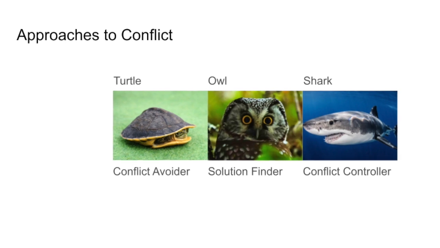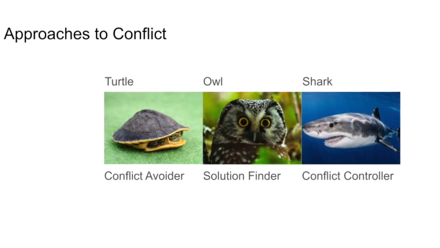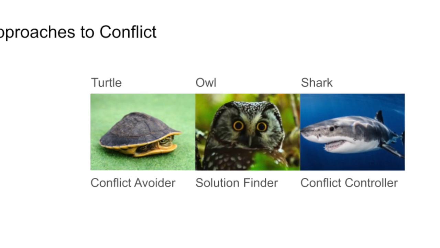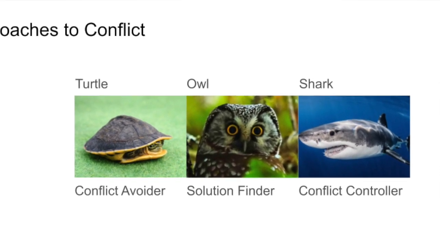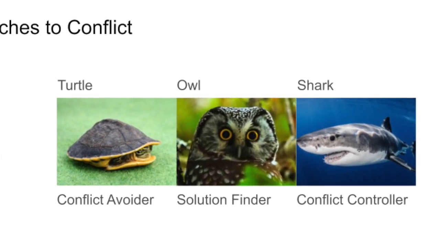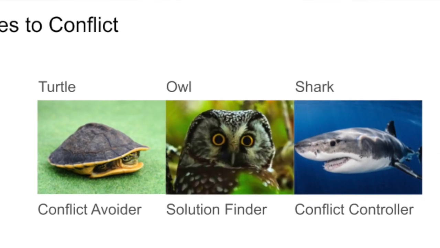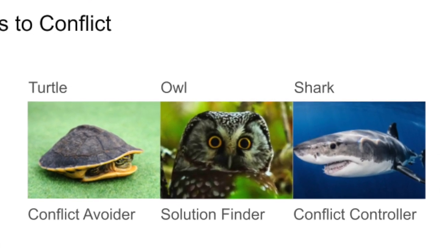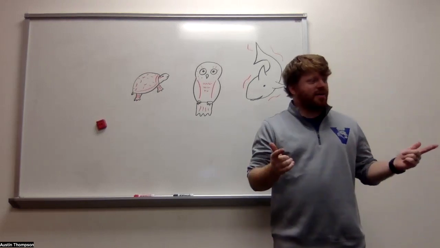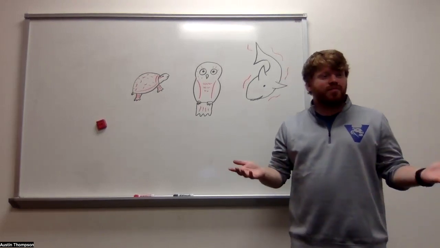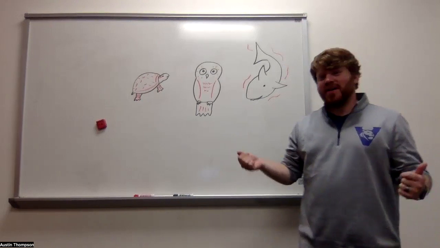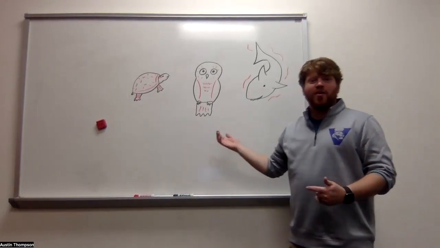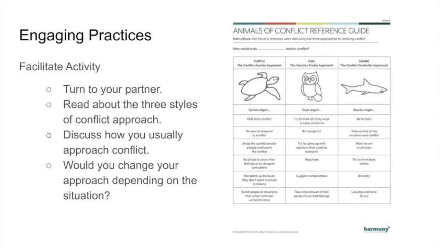These 3 animals can represent 3 different conflict approaches: conflict avoider, the solution finder, and the conflict controller. Now, I want you to think to yourself, how do I approach conflict most of the time? Am I like the turtle, the owl, or the shark? All right, now take out your first handout. It's called Animals of Conflict Reference Guide.